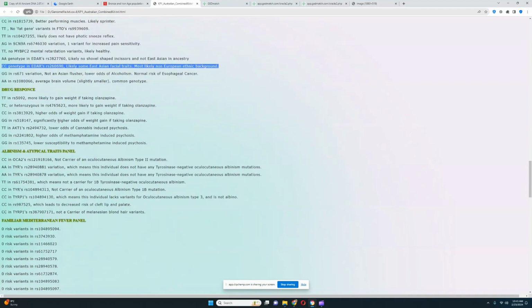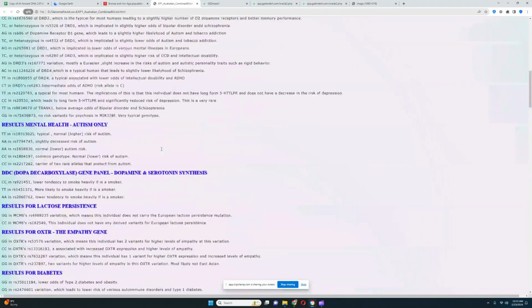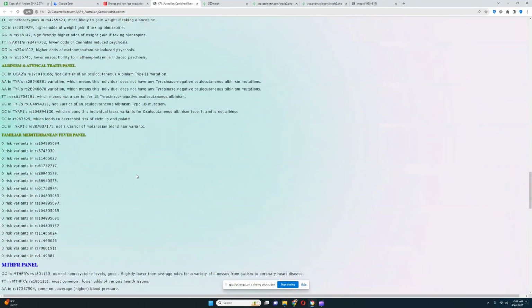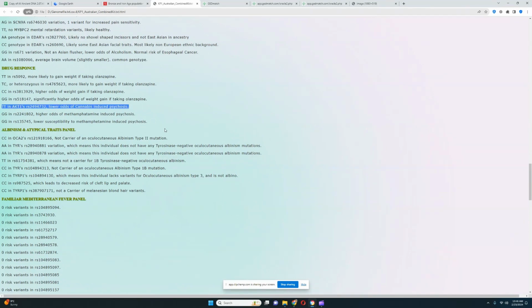For drug response, it looks like he's got lower odds of cannabis-induced psychosis, which is a very European genotype to see. So it's interesting that he's got so many specifically European genotypes, such as, let's scroll up here, having long form 5-HTTLPR, such as being sort of resistant to cannabis-induced psychosis.